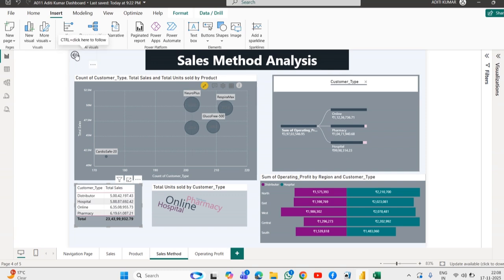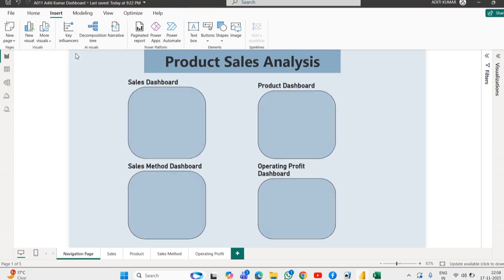Coming back to the navigation page, next we have the operating profit dashboard, which is completely focusing on the profitability. So this, just a minute.